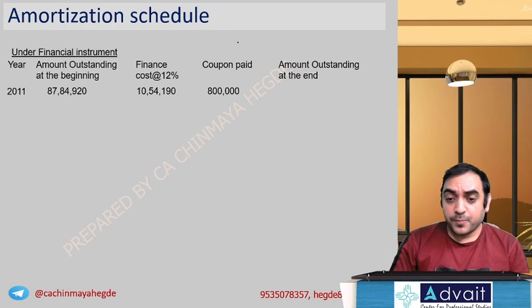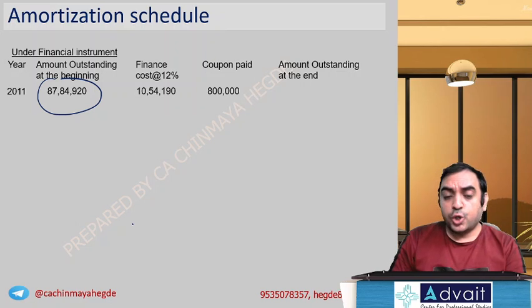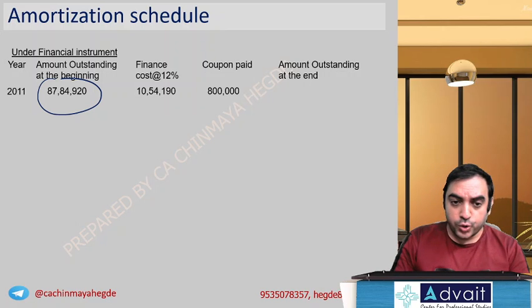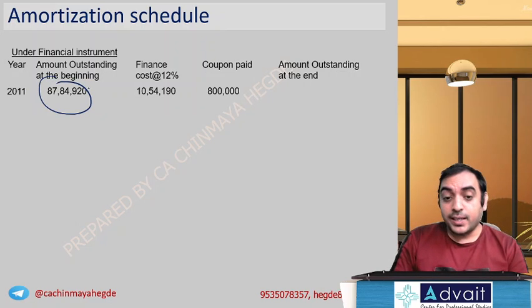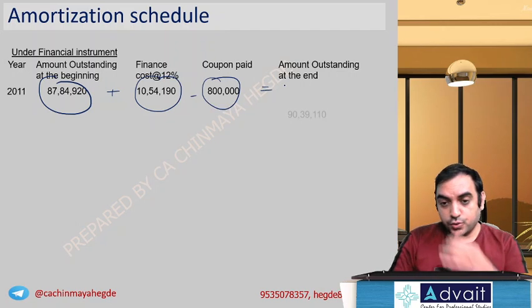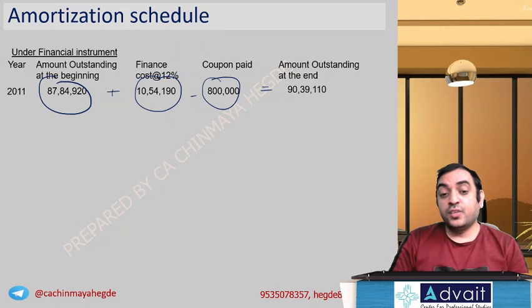Okay, we'll come back. So how much will be the amount outstanding at the end? 87 lakh 84,920 plus this amount we calculated, 2 lakh 54,190. Or you can also do 87 lakh 84,920 plus 10 lakh 54,190 minus 8 lakh, that will come to 90 lakh 39,110.